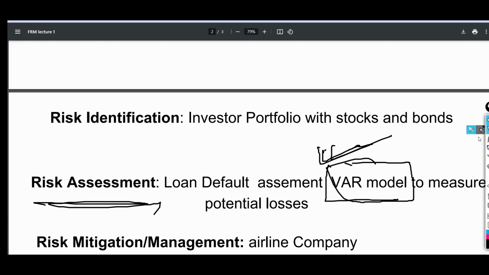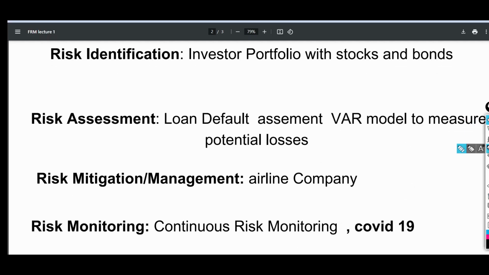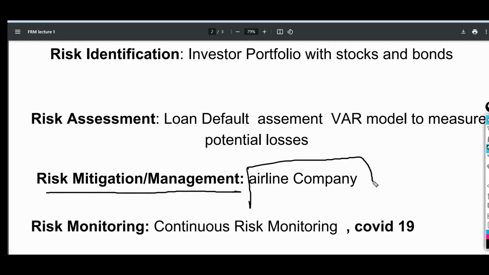Now you assess the risks. What about risk mitigation? How are we going to reduce the risks? Let us understand that there are airline companies in India or the US. There are so many airline companies. Let us take one of them, any airline company it can be. So let us take Delta Airlines. In the airline industry, we are now learning the mitigation, how we will reduce the risks.